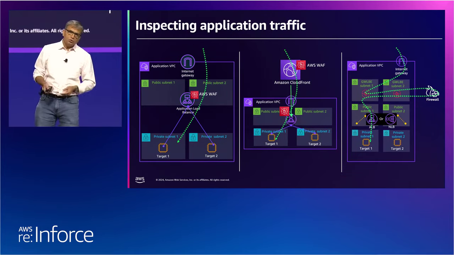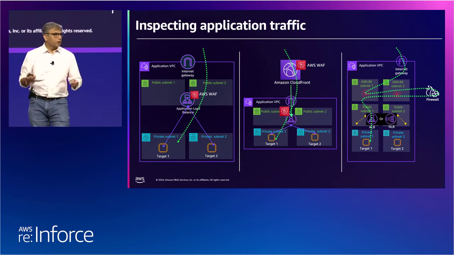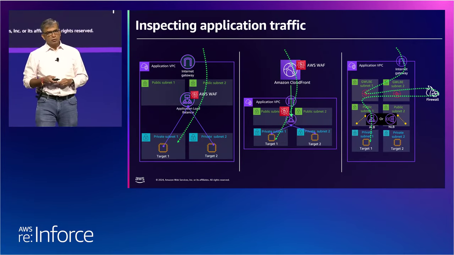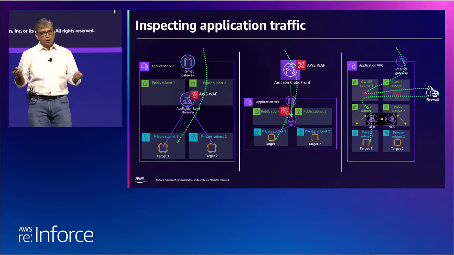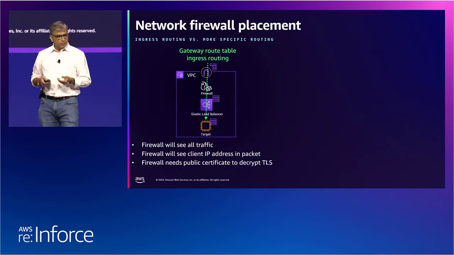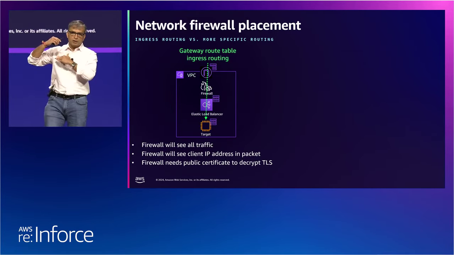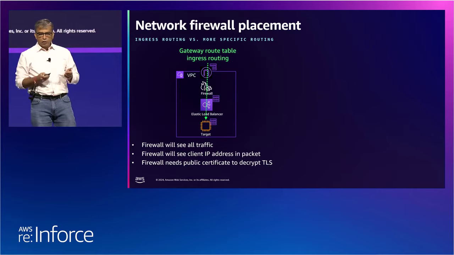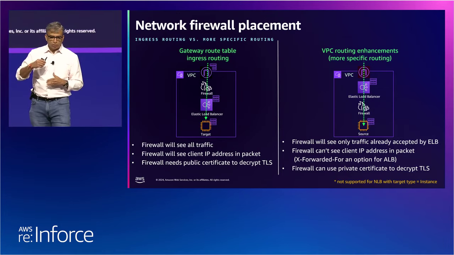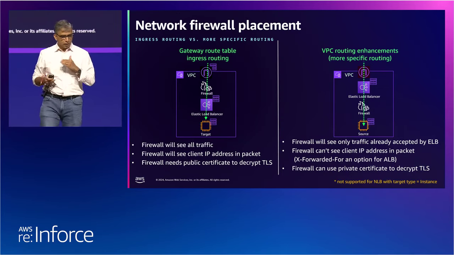But then there might be use cases where you want to inspect layer 4 traffic. You're running a layer 4 load balancer. That's where you start looking at inserting network firewall into the path. So network firewall placement plays an important role. You can place a firewall between the load balancer and the internet gateway. We call it gateway route table, aka ingress routing. Or you can insert the firewall between the load balancer and the targets.